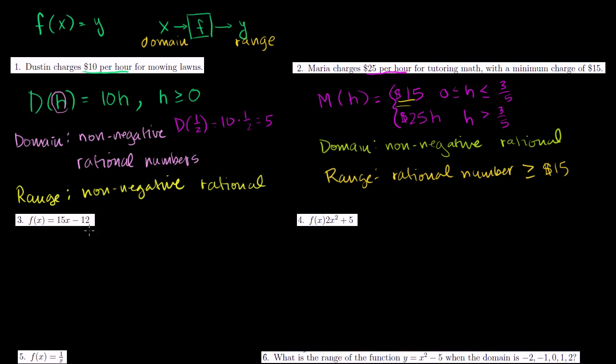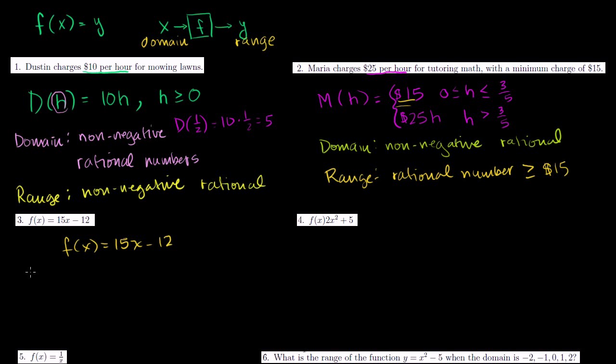All right. So now we have these more abstract function definitions. So now we can stick really any number in it. Well, we're not going to deal with complexes, any real number. But let's see if they limit it a little bit. So we have f of x. Let me rewrite it. f of x is equal to 15x minus 12.